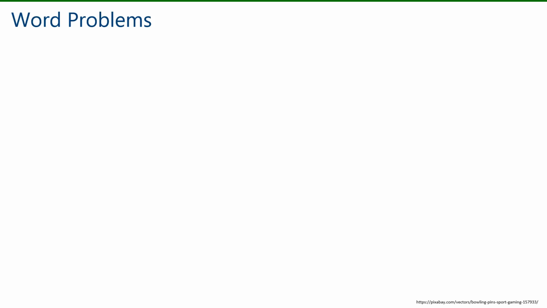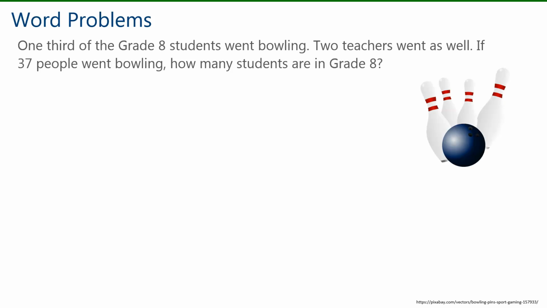In our next example, 1/3 of the grade 8 students went bowling. 2 teachers went as well. If 37 people went bowling, how many students are in grade 8? Once again, the first thing we need to do is write an equation. So the number of students we're going to call n.